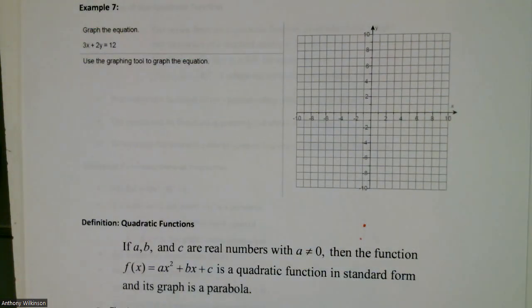Another example. Since we have the x and the y on both sides of the equation, we can use x-intercepts and y-intercepts. This one says 3x plus 2y is equal to 12. We can graph this as well, and I'll show you how to use intercepts.